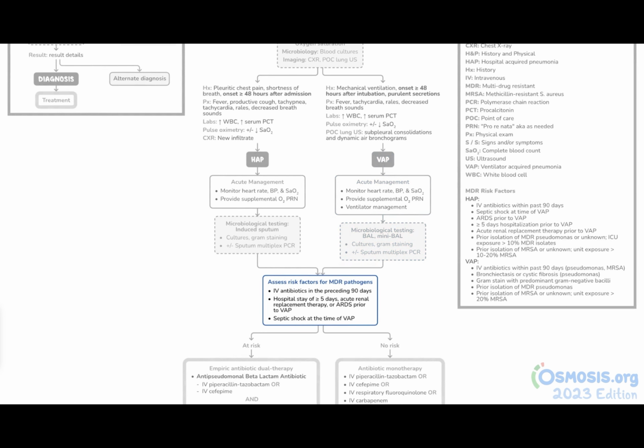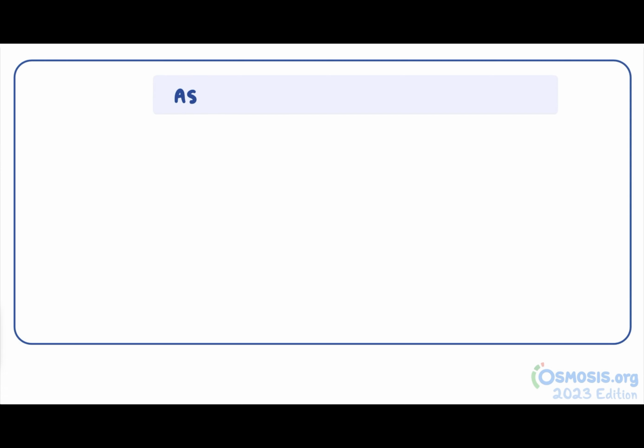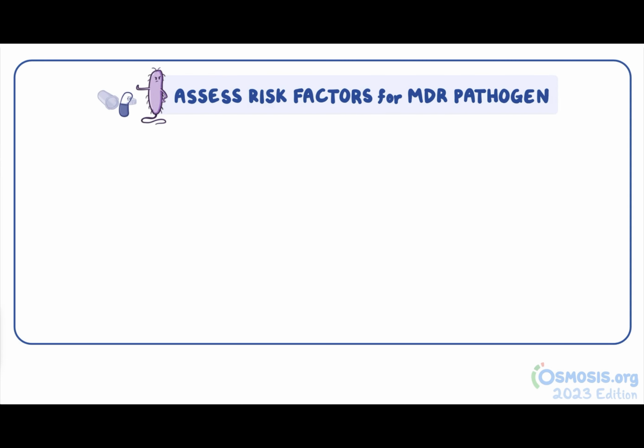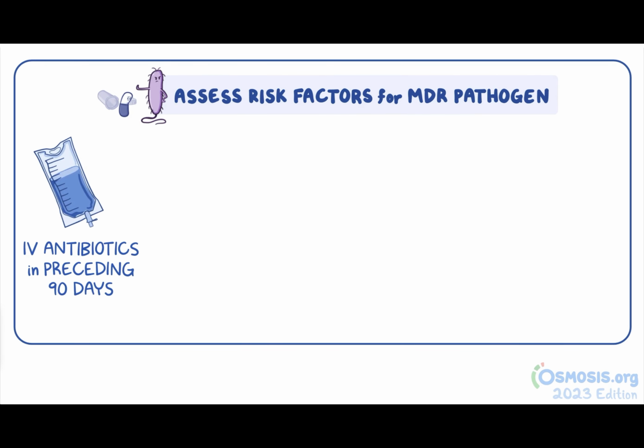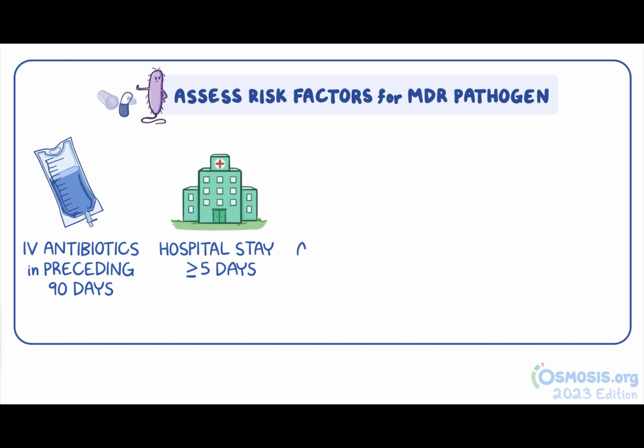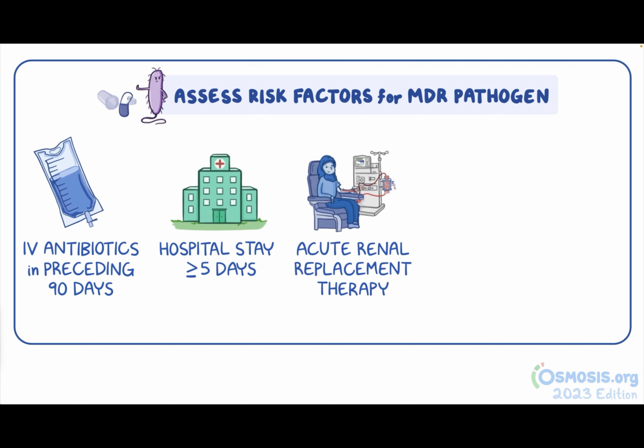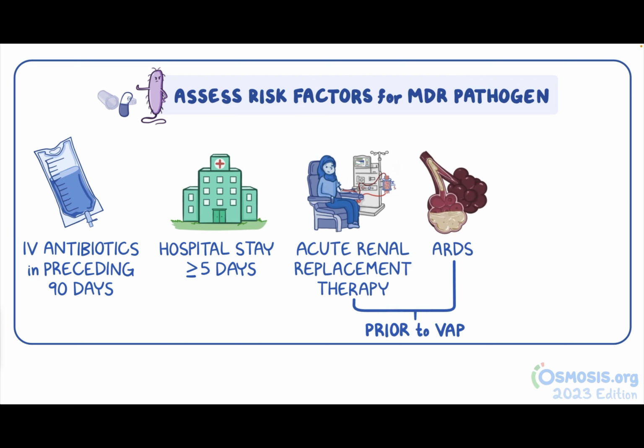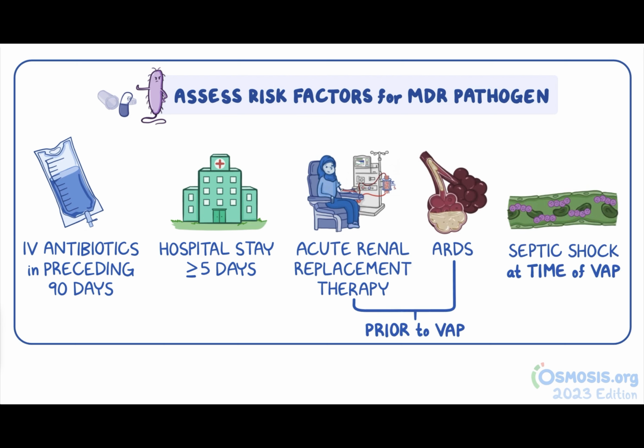All right, after acute management, the next steps are very similar for HAP and VAP. You should first assess if there are any risk factors for a multidrug resistant, or MDR, pathogen. One of the most important risk factors is use of IV antibiotics in the preceding 90 days. Additional risk factors specific to VAP include a hospital stay of 5 or more days, acute renal replacement therapy or ARDS prior to VAP, as well as septic shock at the time of VAP.